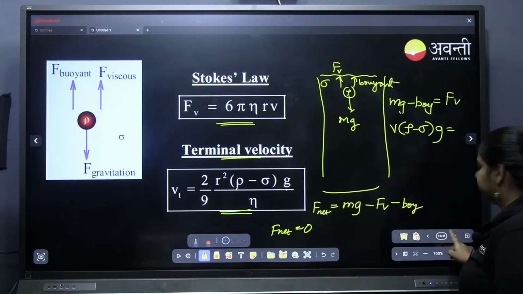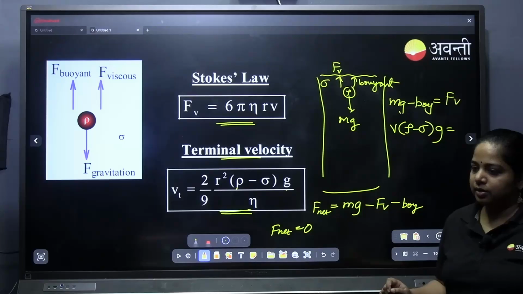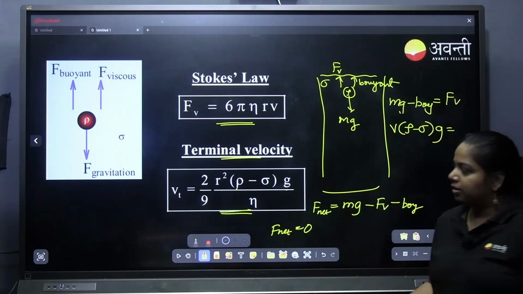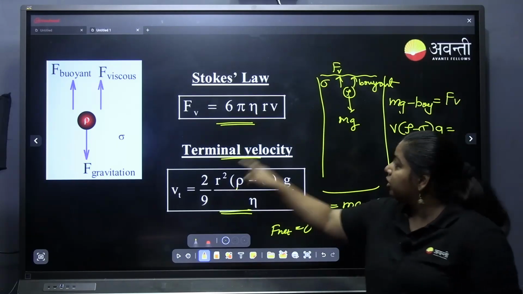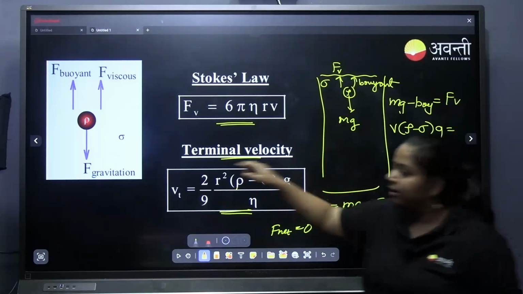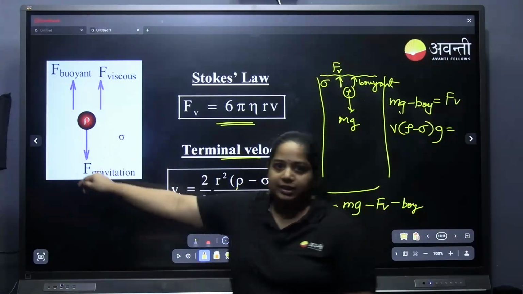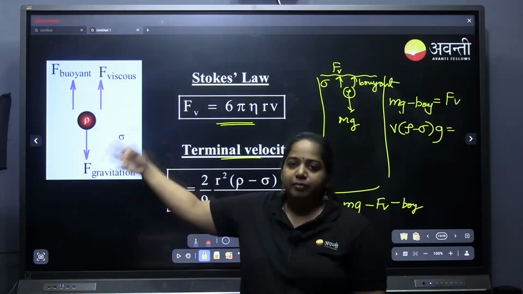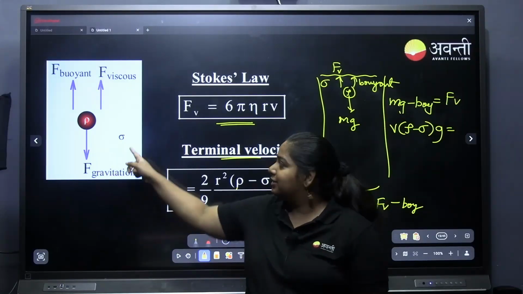Okay. Ma'am, once again, can you tell me what is rho and sigma? Rho is the density of the object falling. Okay. This object has density rho. It is falling in some fluid medium, right? Its density is sigma.